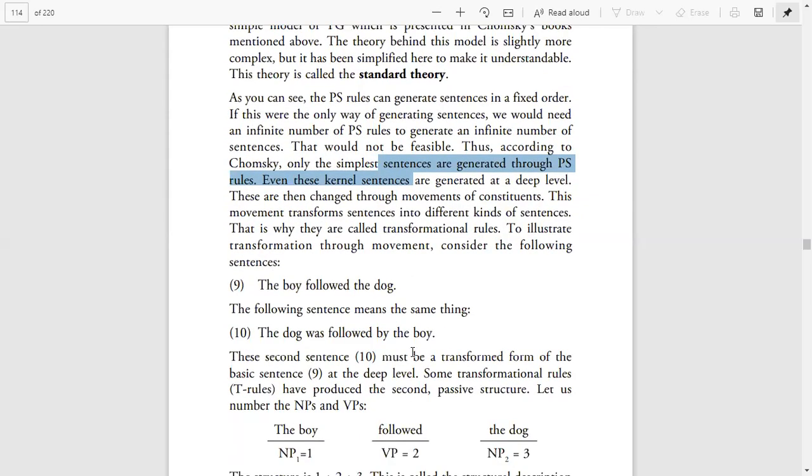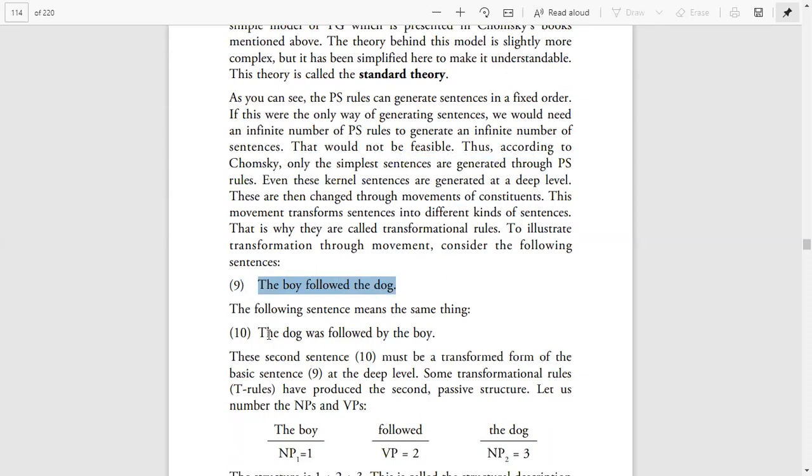The boy followed the dog. This is example number 9, and we will apply the T rules here. The following sentence means the same thing. The dog was followed by the boy. So here we have the kernel sentence, the base, or the sentence at deep level, right? The base sentence or the simple sentence.